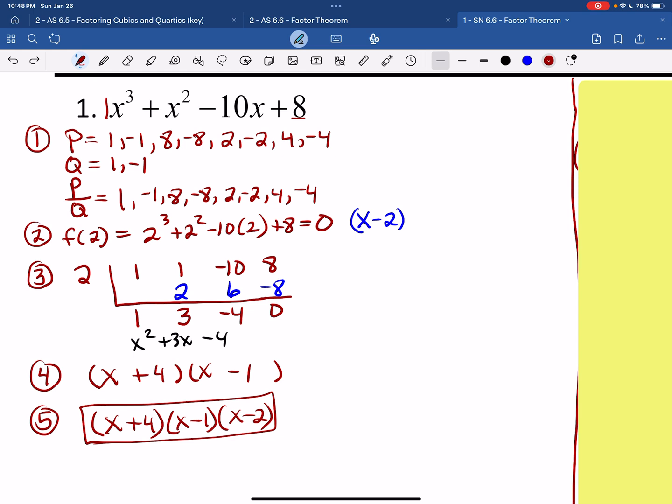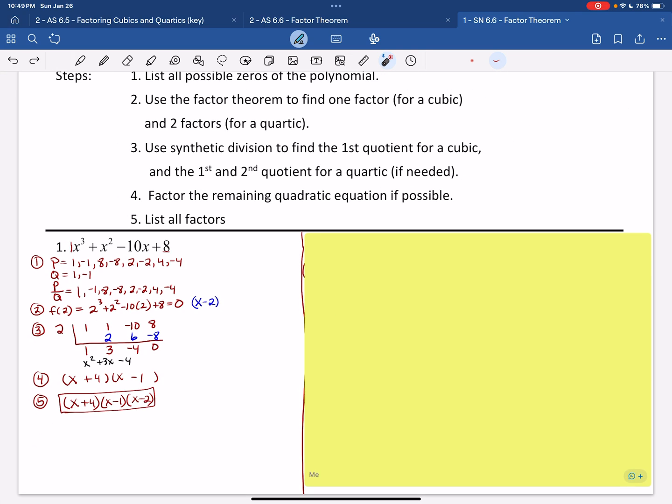Understand the biggest mistake, or the most frequent mistake: I divided by 2, I got my 0, so 2 is a solution. But remember, whenever we synthetically divide, if we divided by 2, that must mean the factor was x minus 2.